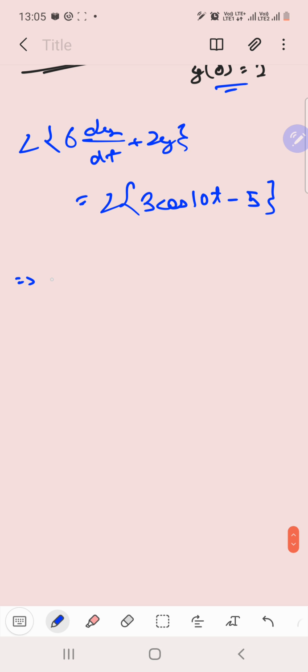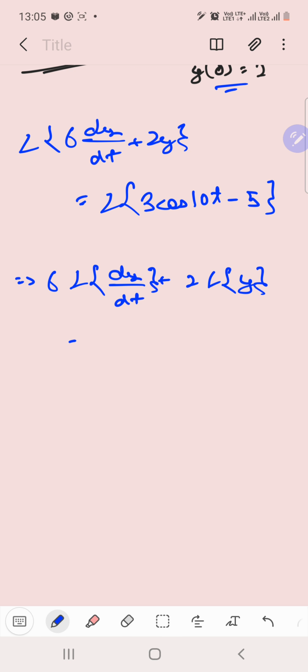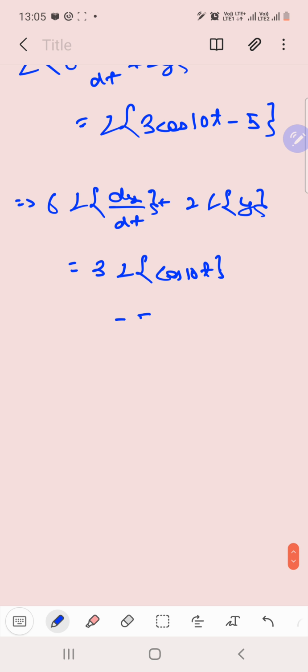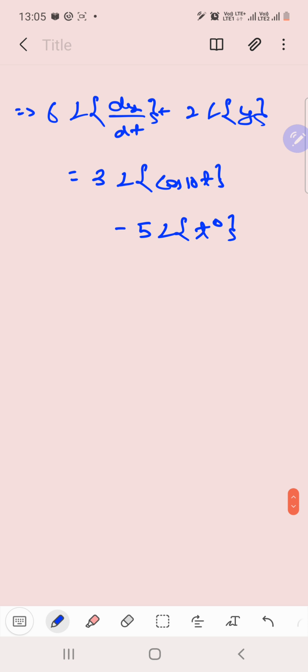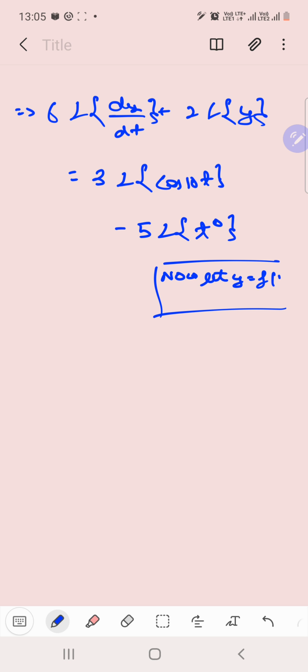So this becomes 6 times the Laplace transformation of dy over dt, plus 2 times the Laplace transformation of y, equals 3 times the Laplace transformation of cos 10t, minus 5 times the Laplace transformation of t to the power 0. Got it? Now, let y equal f(t). So putting y equals f(t), what do we get?